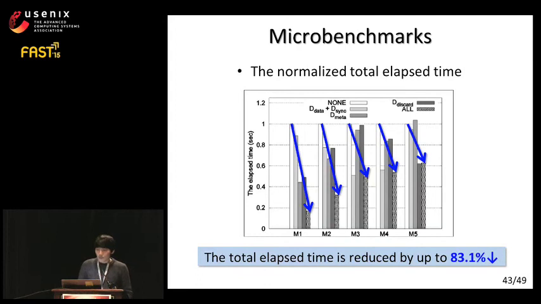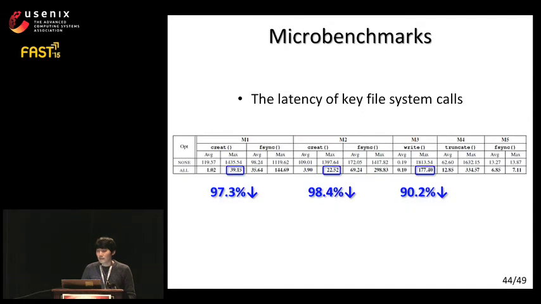We executed all the benchmarks for lots of iterations under heavy I/O pressure. As you can see, the total elapsed time of each test is reduced by up to 83.1%. The reason for this improvement is that the worst-case latency of each file system call is drastically reduced by our solution.